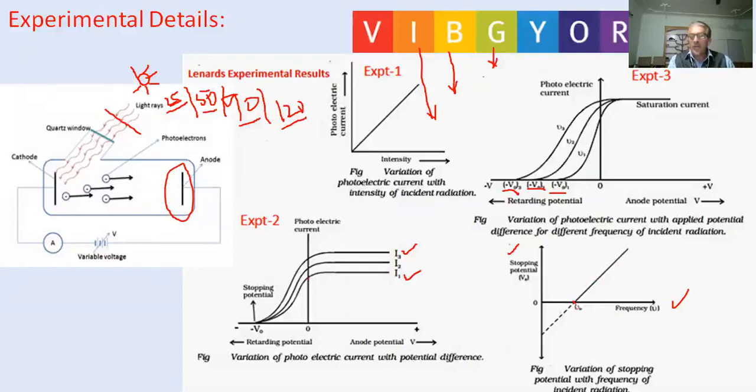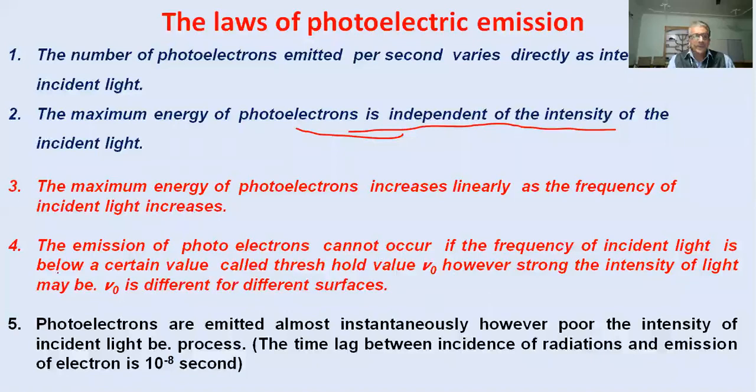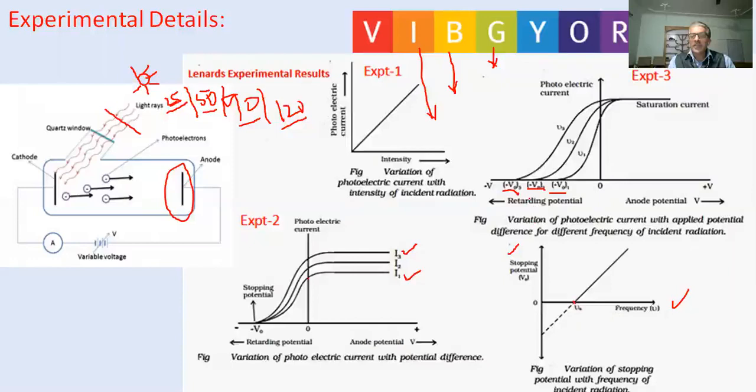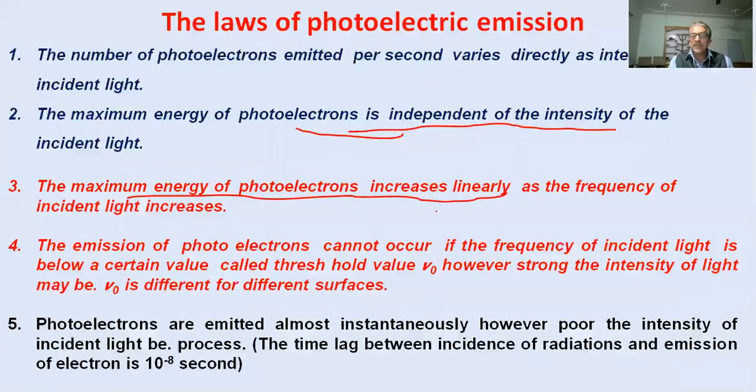lower than this, the emission of photoelectrons is not possible. And now we are establishing 2 more laws of photoelectric effect. The maximum energy of photoelectrons increases linearly with the frequency of incident light. See here, V01 is directly proportional to nu1, V02 is directly proportional to nu2, V03 is directly proportional to nu3. It's actually a straight line, and we see that it increases linearly with the frequency of the incident light.